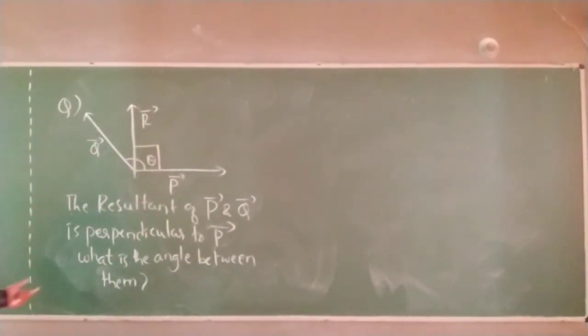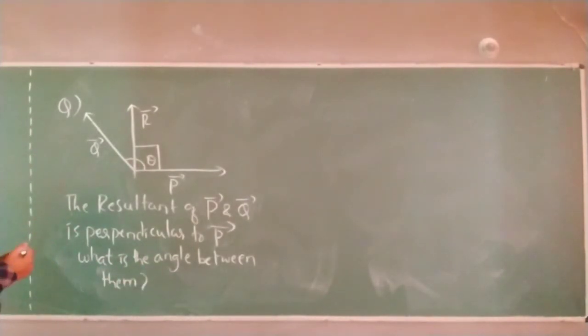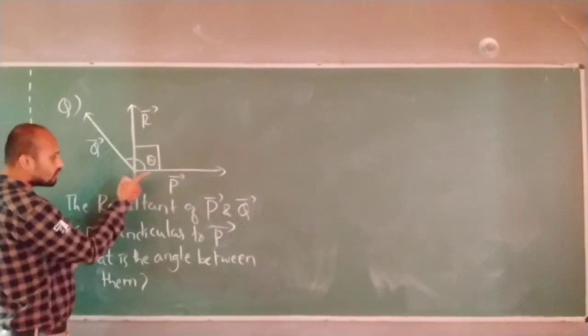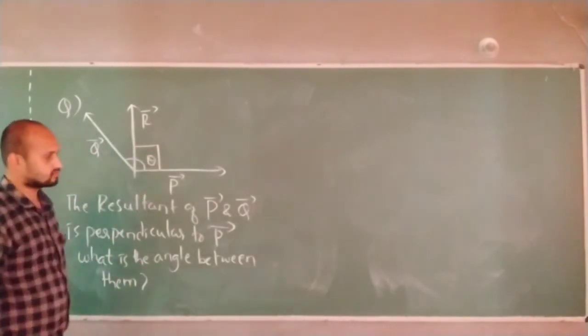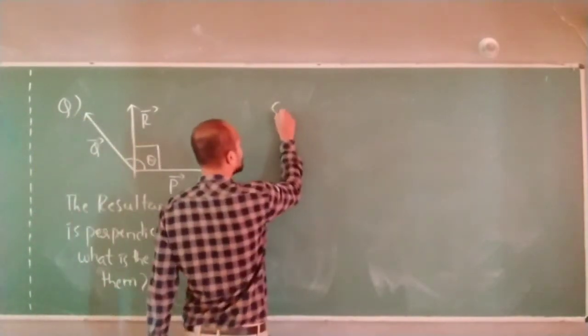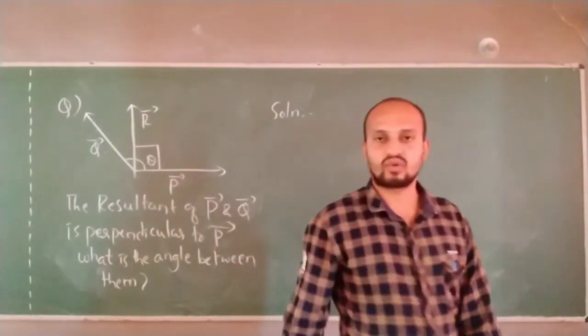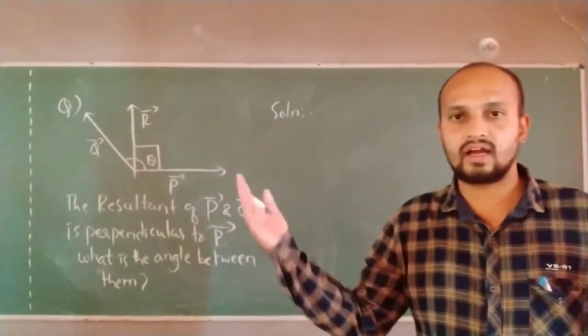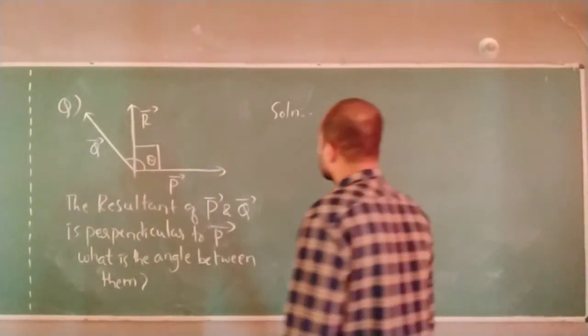Correct now? What is the angle between them? What is the angle between them means he is asking theta. What is the angle between p and q? He is asking theta. R is equal to root of p square plus q square plus 2pq cos theta cannot be applied. I don't know any value of magnitude. But another formula is there. What is that?